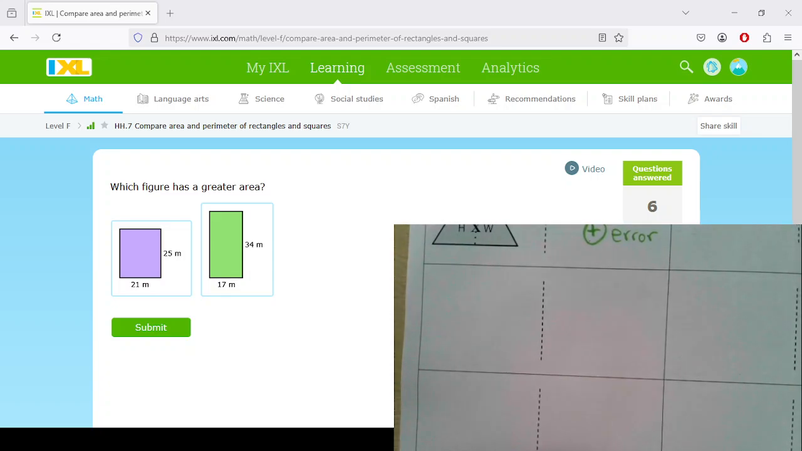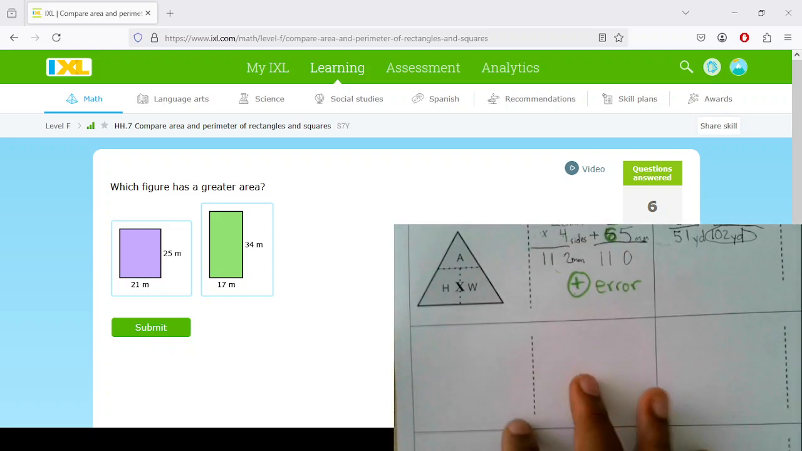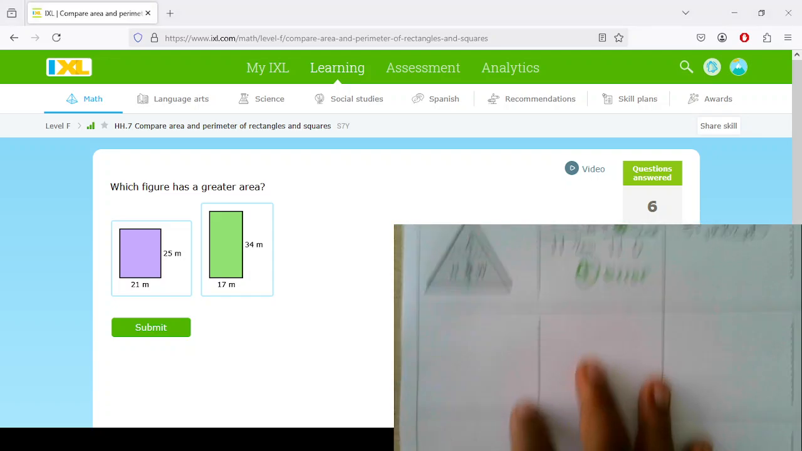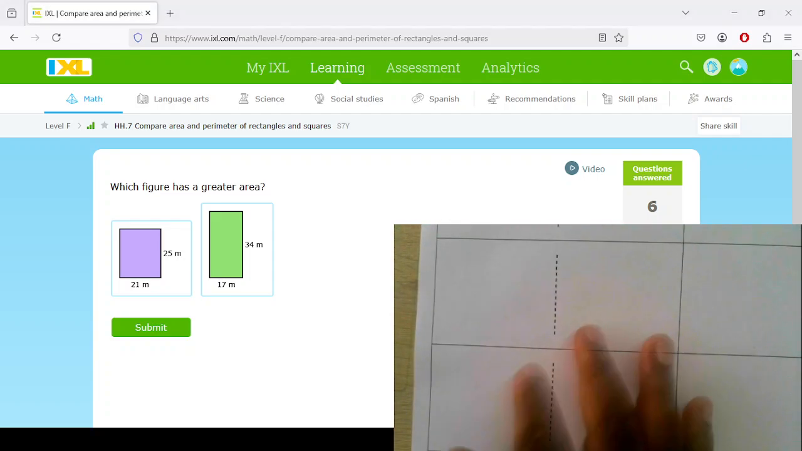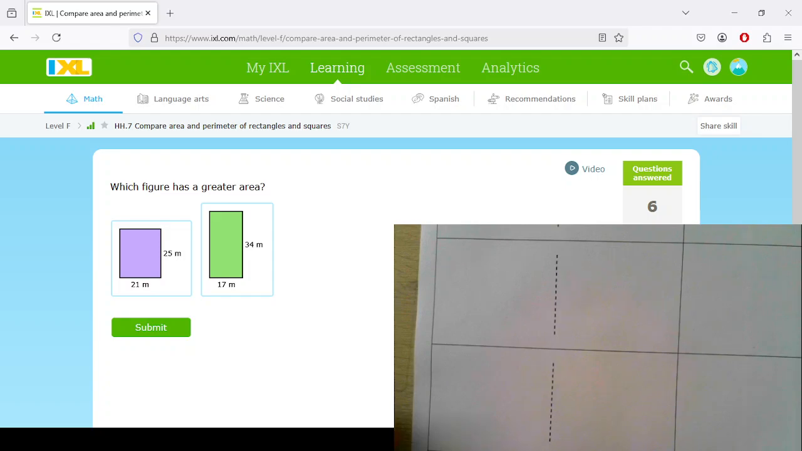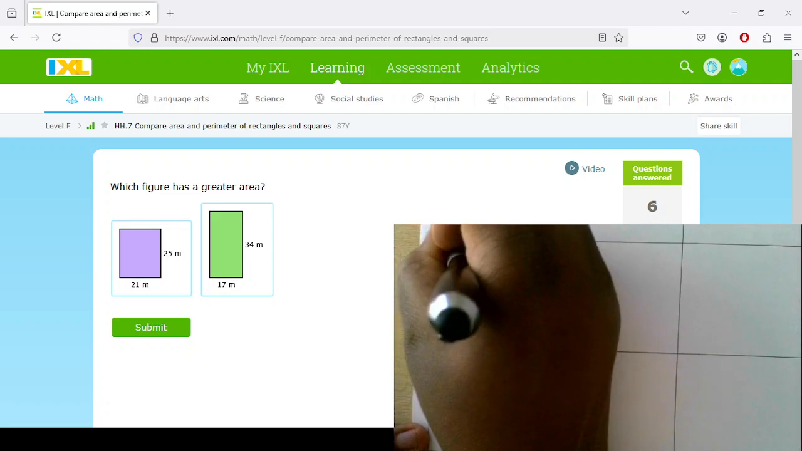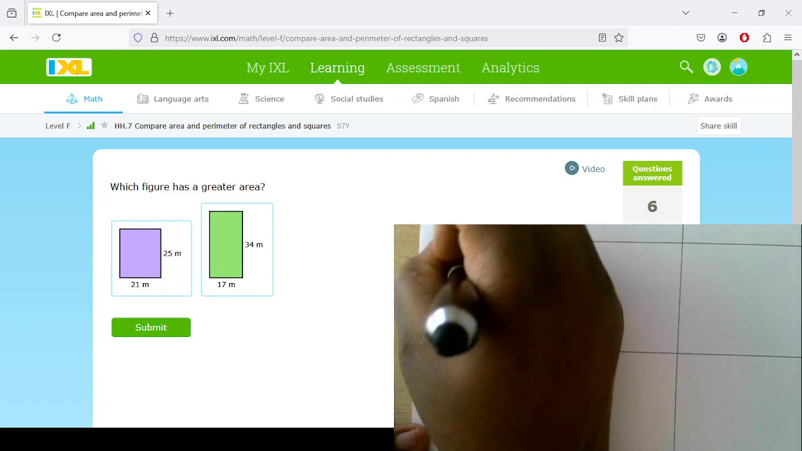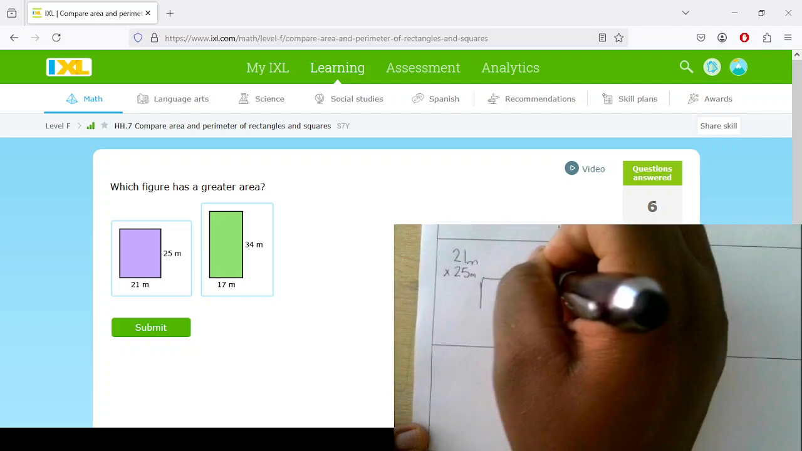Okay, and don't be fooled. Sometimes you're asked for perimeter, sometimes you're asked for area. Remember, area is a multiplicative relationship. I'm asked which figure has a greater area. Area is height times width. So I need to judge 21 meters times 25 meters. Your best strategy at this point is to do an area model.